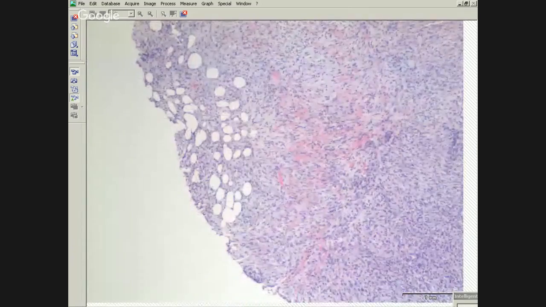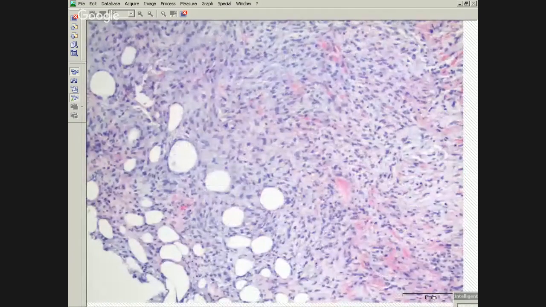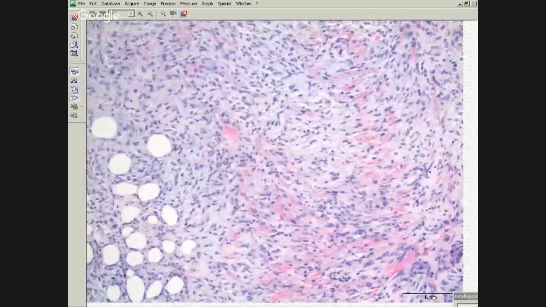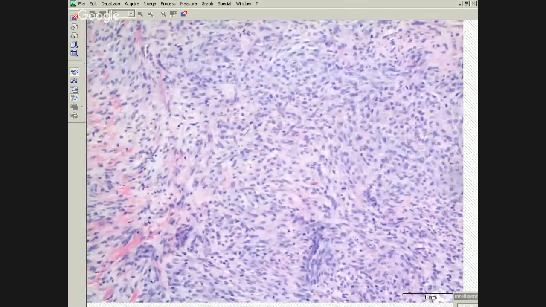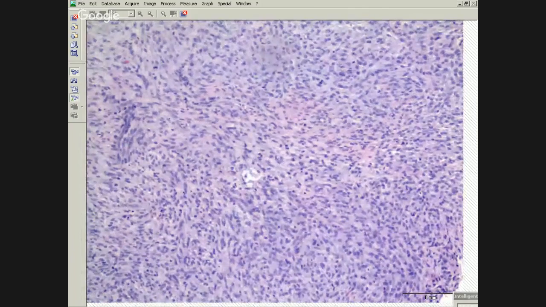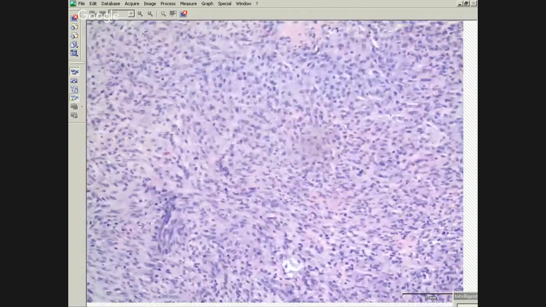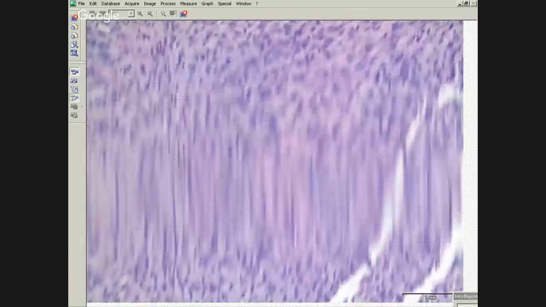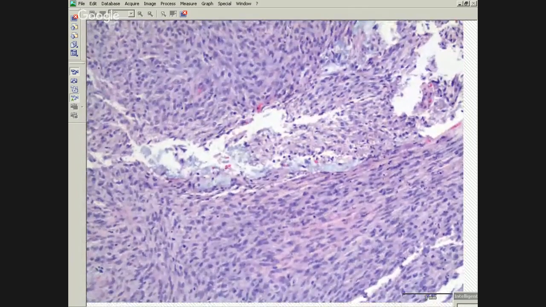Okay, so here we've got a lady with multiple pleural nodules. Spindle cells infiltrating fat. There's some kind of myxoid background, and there's some collagen in there.